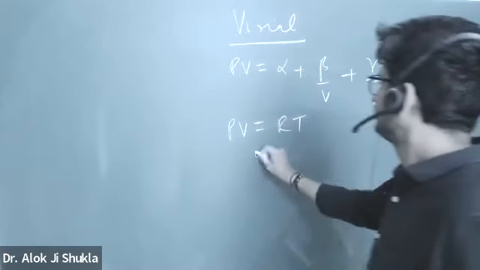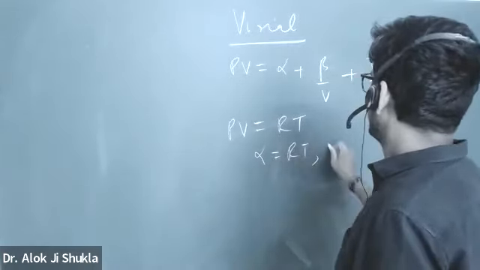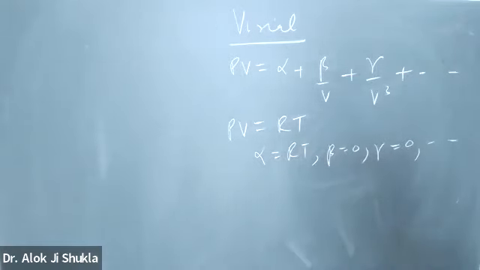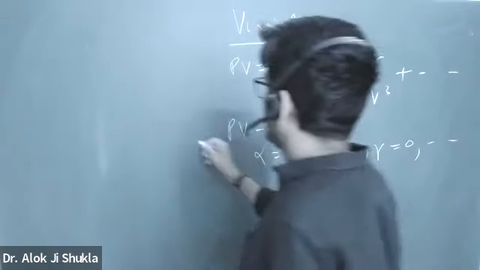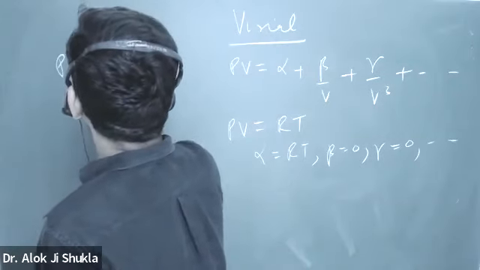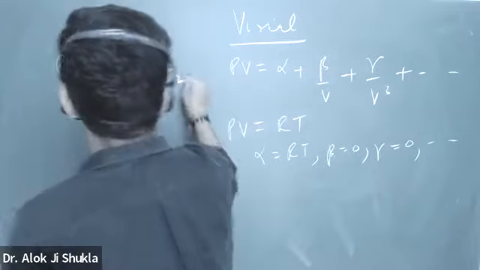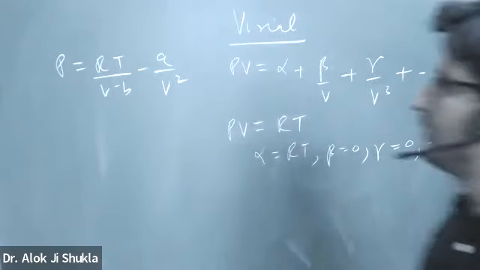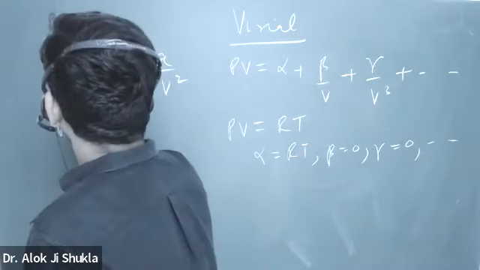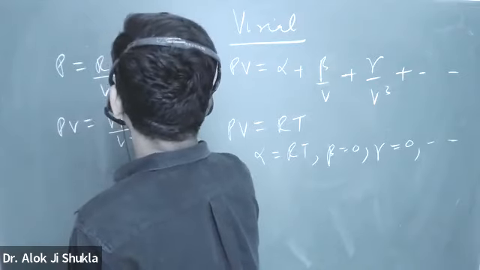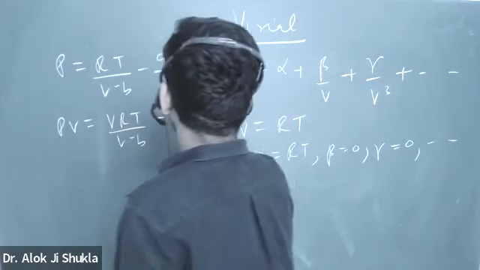So what is alpha? RT. What is beta? 0. What is gamma? 0. Everything is 0. So you can fit the real gas also. Like P is equal to RT by V minus B minus A by V square. So let us fit it in this virial equation. So I have to write PV is equal to VRT by V minus B minus VA by V square, correct?